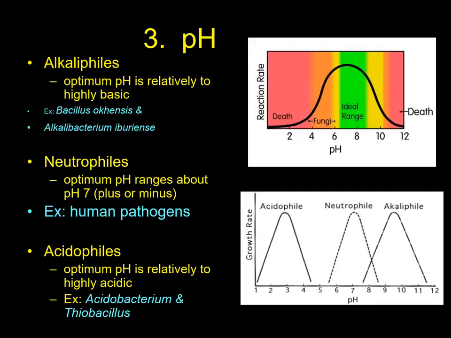The third factor affecting growth is pH, and according to pH we can classify bacteria into main groups. Alkaliphiles have an optimum pH that is relatively to highly basic, such as Bacillus okenii and Alkalibacterium perennis. The second group is the neutrophiles, with an optimum pH range of about pH 7 plus or minus, which means most human pathogens belong to the neutrophiles. The third group is the acidophiles, whose optimum pH is relatively to highly acidic, for example Acidobacterium or Thiobacillus, and most fungi grow in acidic conditions.